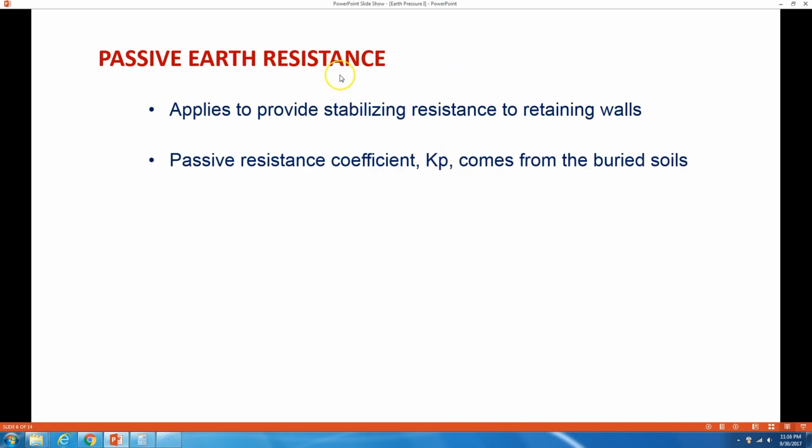What is the passive earth resistance? Note that I don't call it pressure, it's a resistance. This applies to provide a stabilizing resistance to the retaining wall. And the coefficient for passive is noted as K sub P, and it comes from the buried soils.